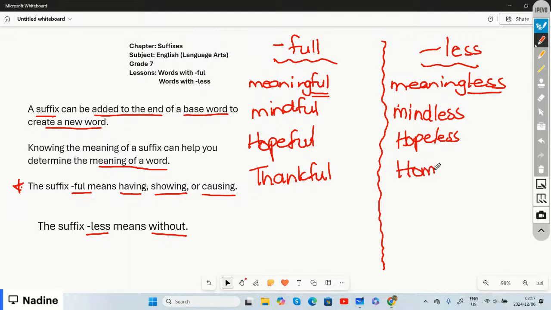Homeless. Look at the word homeless. If you're homeless, it means that you're without a home. So all of our words with the suffix less carry more negative connotations. It means that you are without that thing. Homeless, you're without a home. Spotless, meaning you don't even see a speck of dust on the table, or somewhere, because it is spotless.